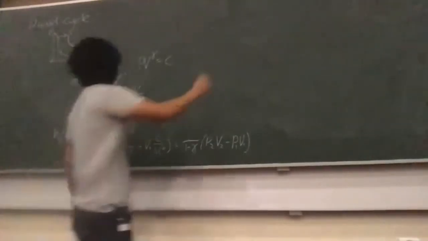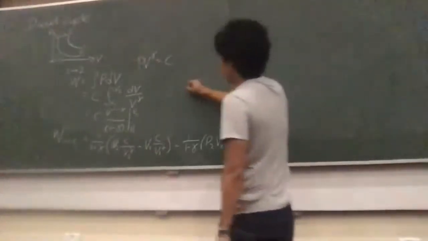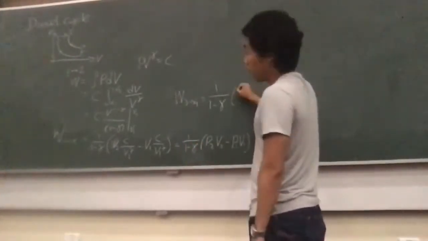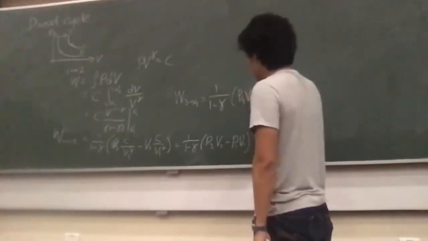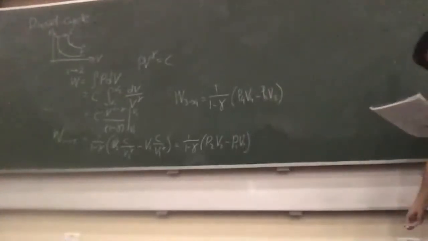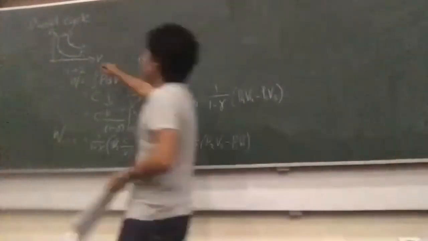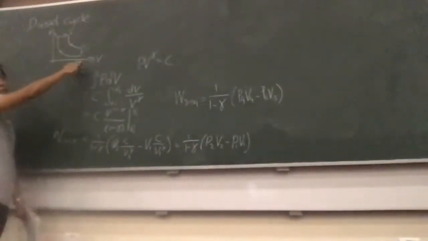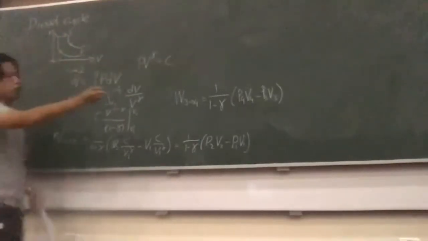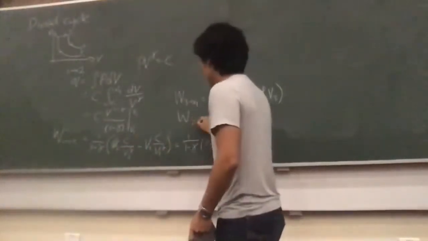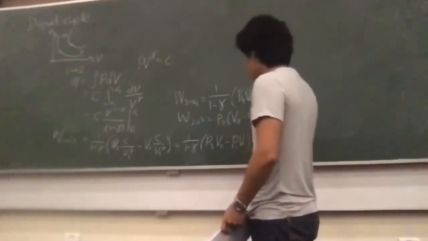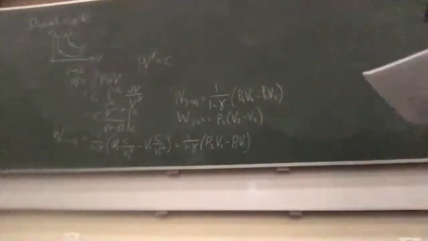And you do the exact same thing for work going from 3 to 4 because that's also an adiabat. So the work from 3 to 4 is equal to 1 over 1 minus gamma, P4 V4 minus P3 V3. And the process from 4 to 1, that one's also isochoric, so your volume doesn't change, so no work done here. This one is at constant pressure, so in this formula, it's just a trivial expression. You get work from 2 to 3 is just P2 times V3 minus V2. So that one's free because it's a flat line in your pressure.